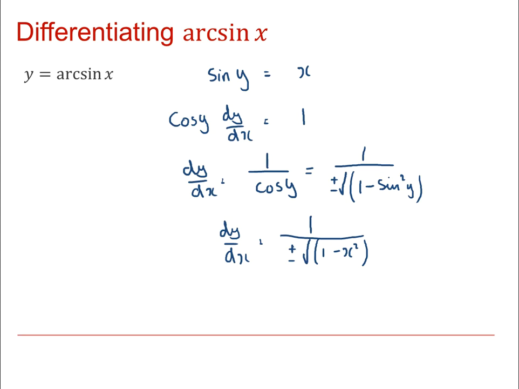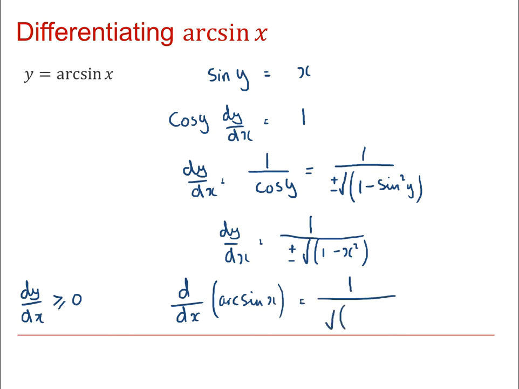But from the graph that we were looking at earlier, we know that dy by dx is greater than or equal to 0. It's always positive. And therefore we can ignore that negative sign and say that the derivative of arcsine of x must be equal to 1 over the square root of 1 minus x squared.